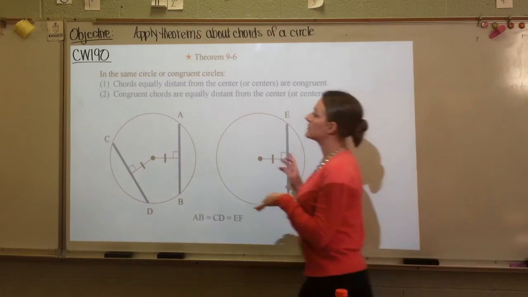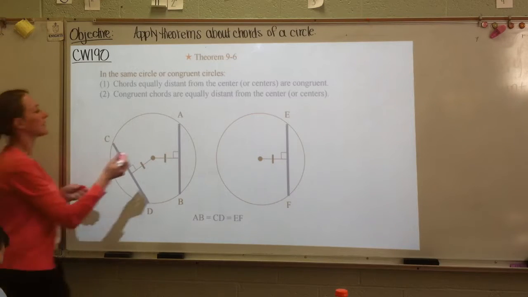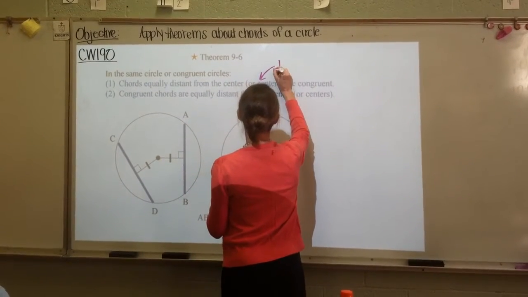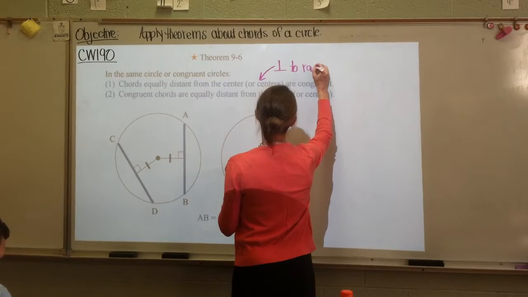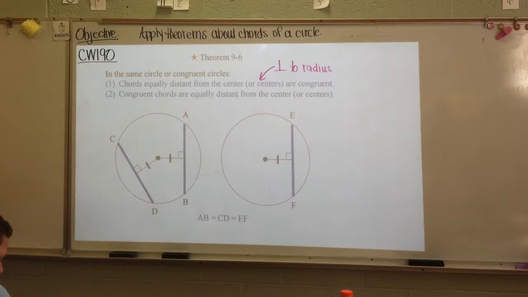Now let's read about what this theorem says. It says that chords that are equally distant from the center, so that means they're perpendicular to the radius, which might actually help us out here. Okay, they're equally distant from the center, so they're going to be perpendicular to the radius. The only way they're going to be equally distant from the center is if they're congruent. And congruent chords are equally distant from the center in the same circle or congruent circles. Congruent chords are equally distant.